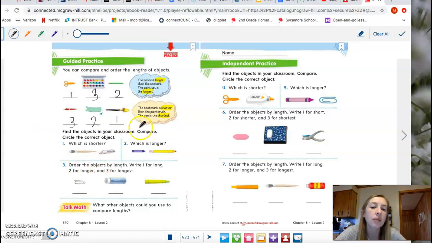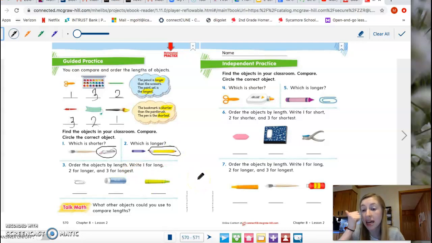It says, find the objects in your classroom, compare. We're just going to use the pictures. It says, which is shorter? ER, comparing two things. We'll circle the paints because they're shorter. Number 2, which is longer? Two things again, ER. The crayon or the pencil? We can see that that pencil is longer.